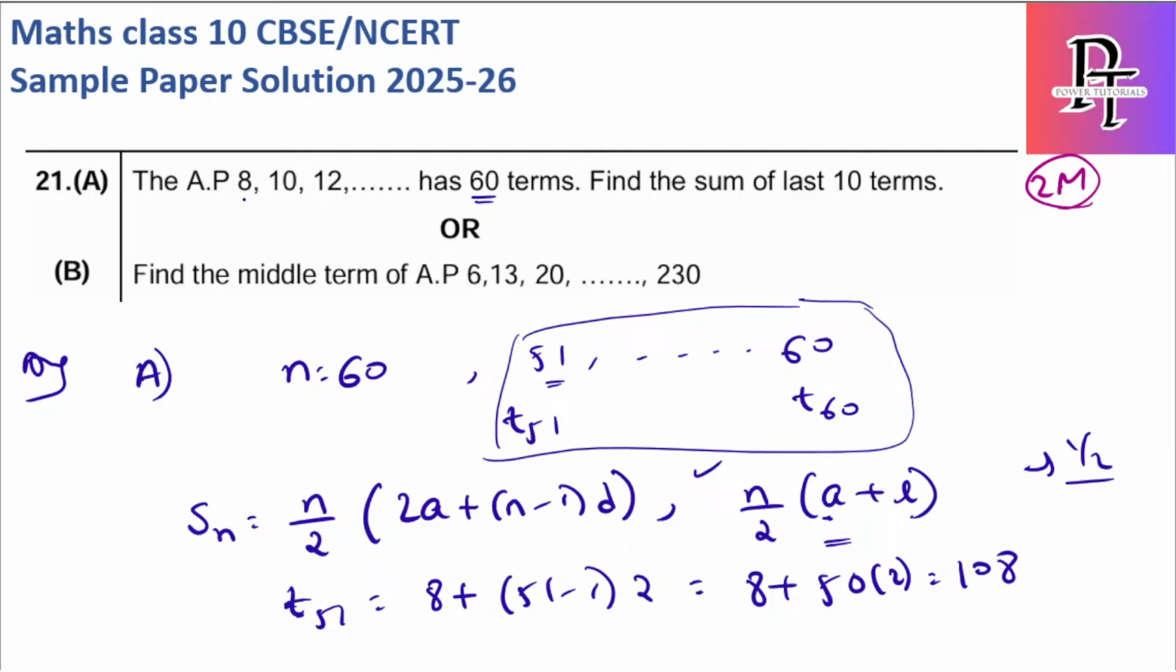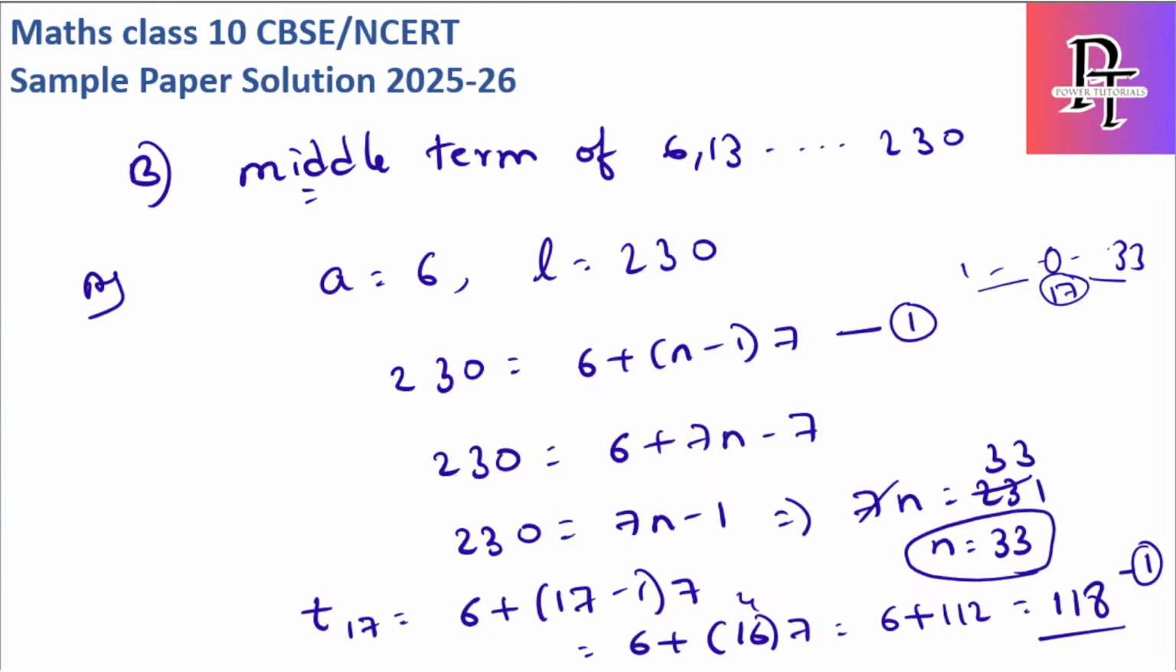So the question is, they're asking to find the middle term of 6, 13, 20, and so on, 230. For this, you first have to find the number of terms. I just use the Tn formula, which is an is equal to a plus n minus 1 into d. Apply that formula and get the n value.